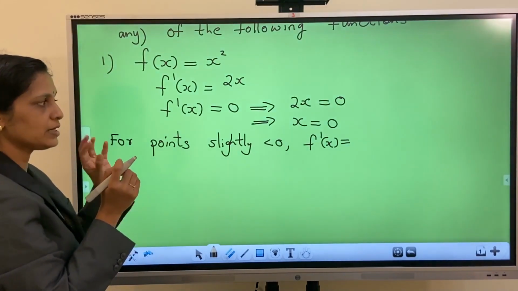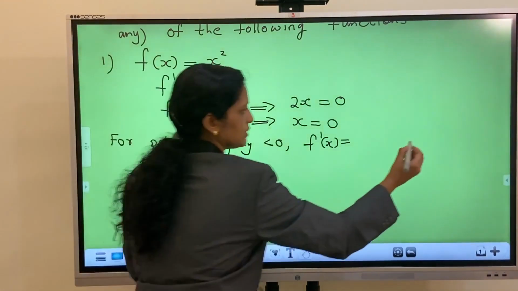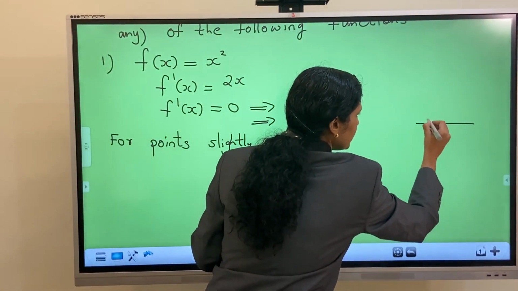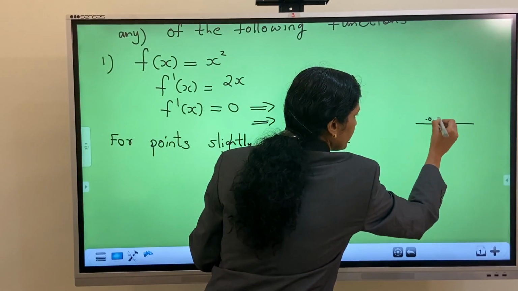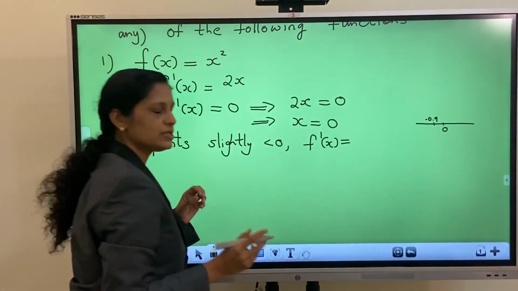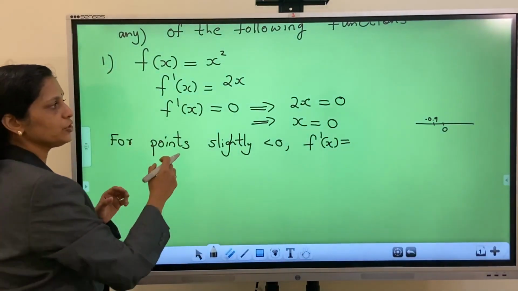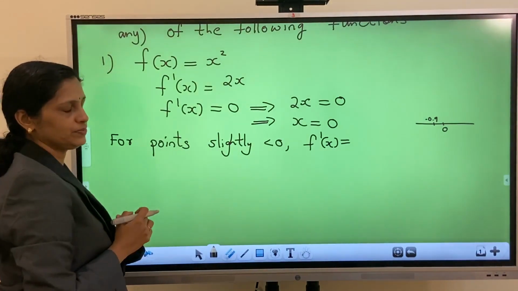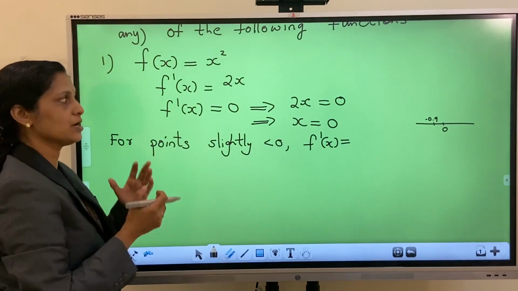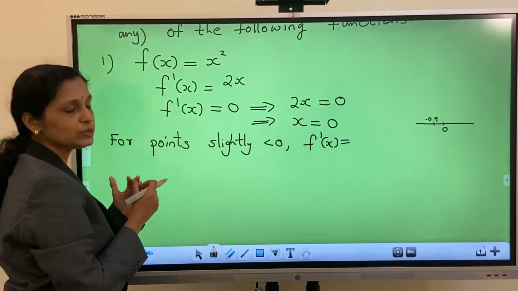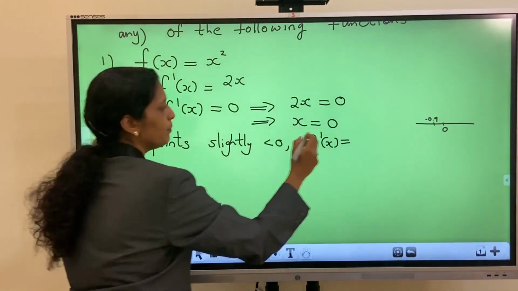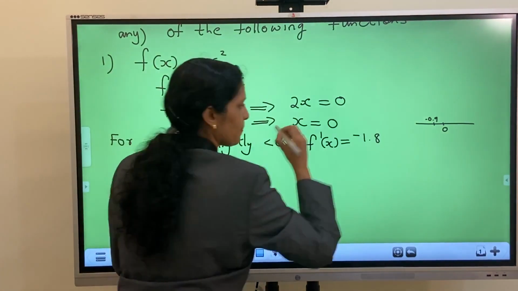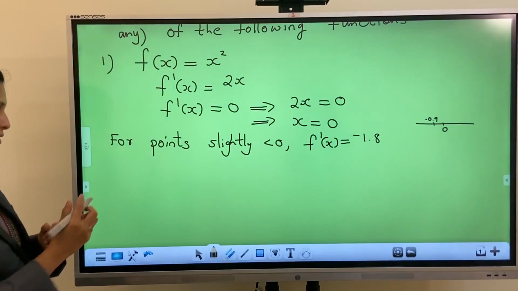Therefore, on the number line, 0 is there, and I am taking minus 0.9. It is very much close to 0. When you give that in 2x, what is the answer? It is 2 into minus 0.9, that is, you are getting minus 1.8. It is a negative quantity.